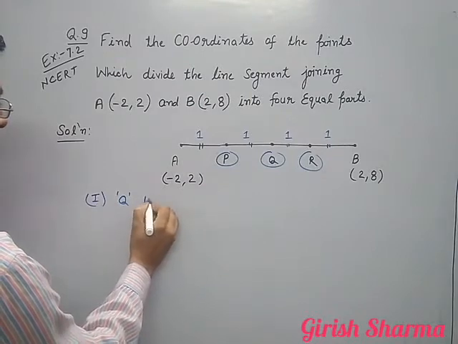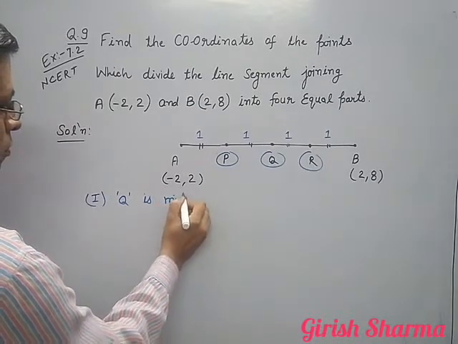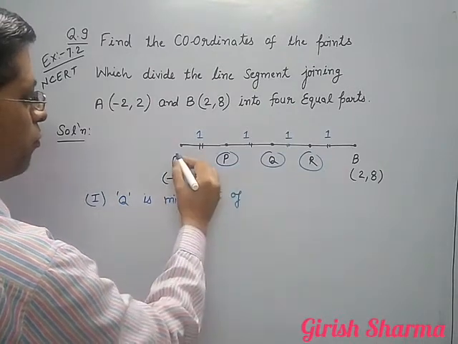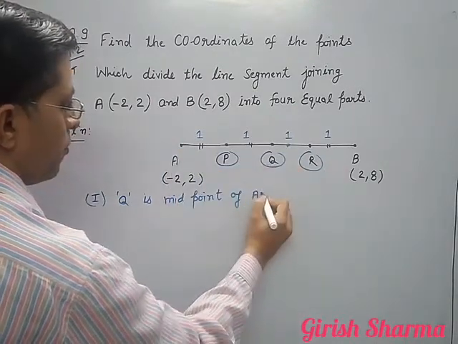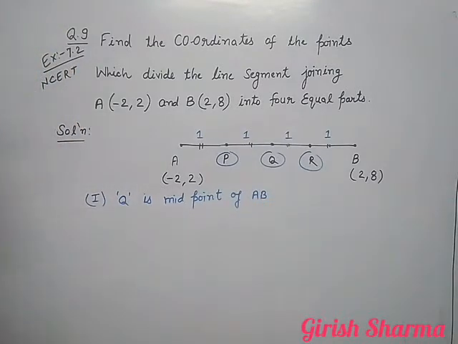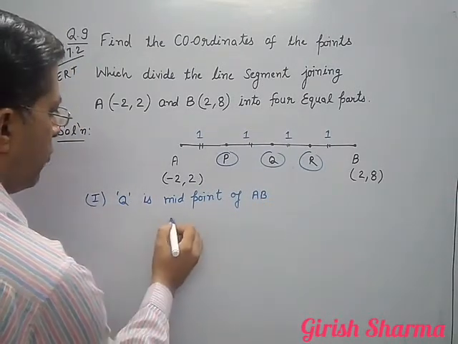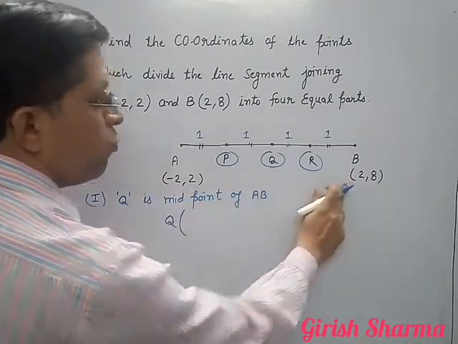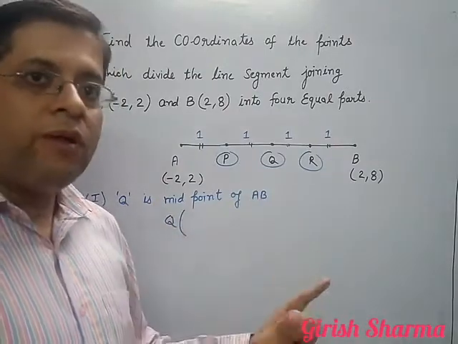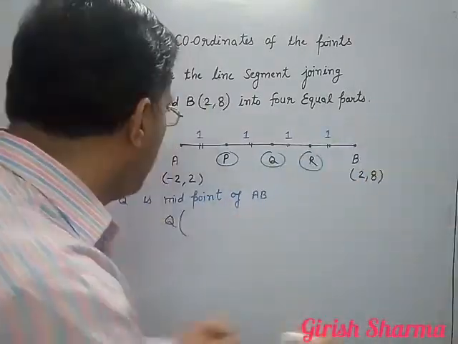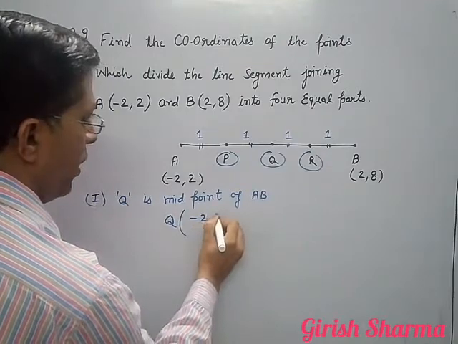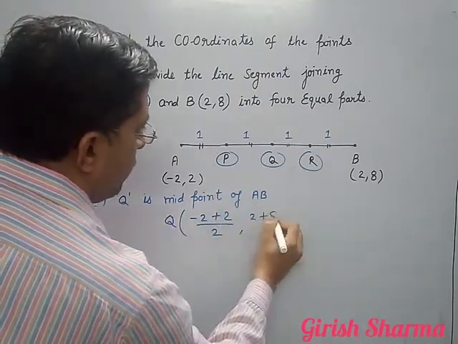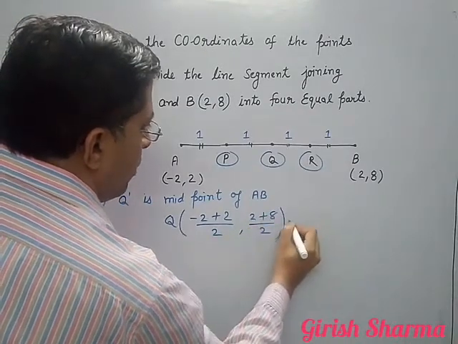If Q is the midpoint of AB, then what will be the coordinates of Q? x1 plus x2 upon 2, y1 plus y2 upon 2. Come on, tell me what will be.